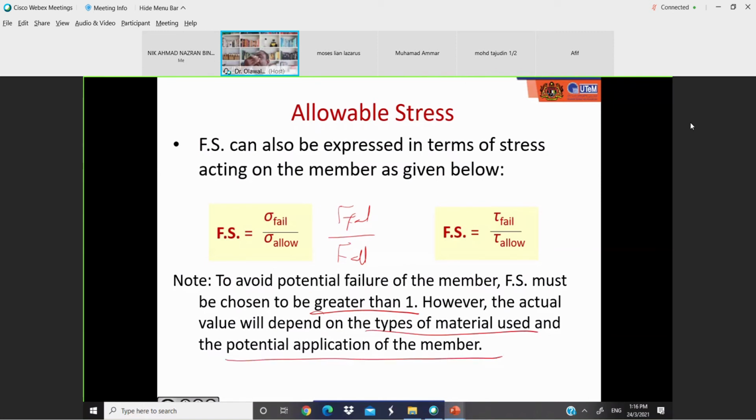Like I said, for aircraft applications, your factor of safety is always very high, very large, because you cannot compromise safety. If anything happens in the sky, that is it. Everything is gone. So the value of your factor of safety will depend on the type of material you're using and the potential application. But always remember that your factor of safety is your stress failed divided by stress allowed, or your F fail divided by F allowed.